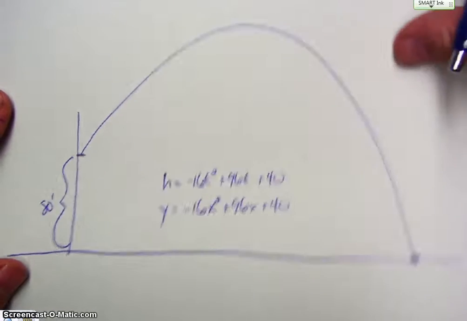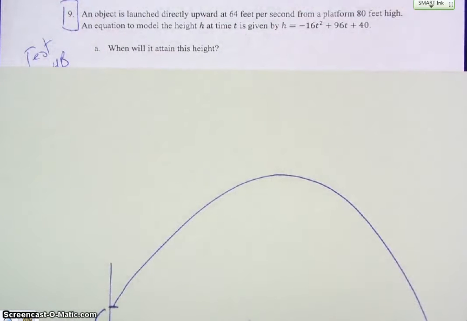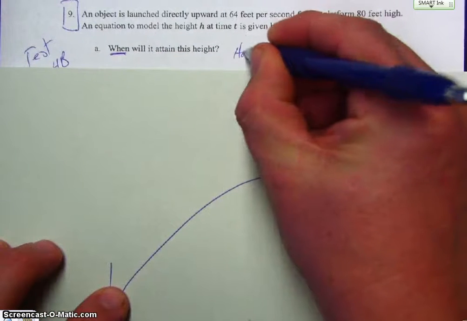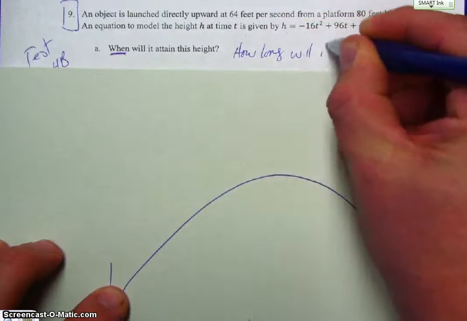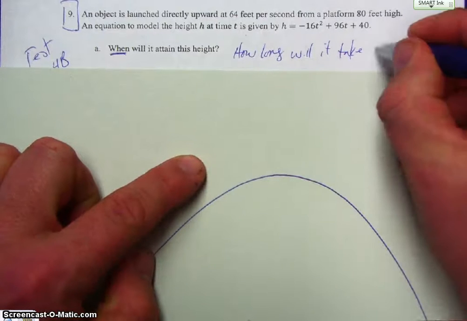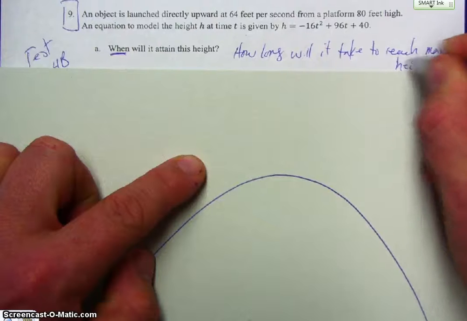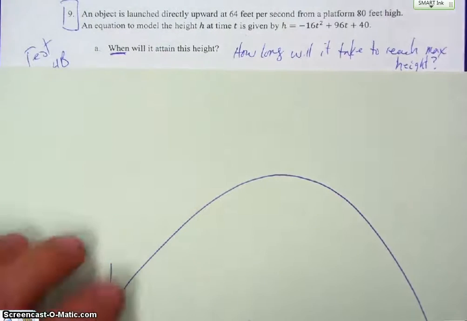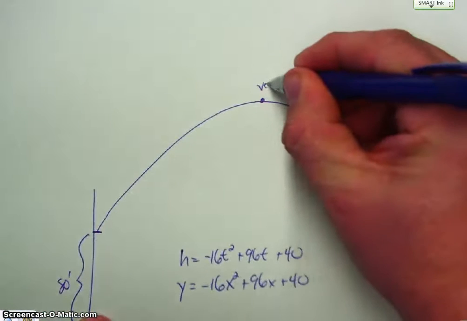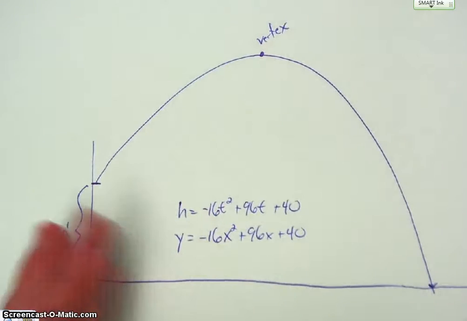So the first question it asks is, when will it attain this height? The keyword is when. In other words, how long will it take, well, it is the object that's being launched. How long will this object take to reach the maximum height? That's what it's asking. In other words, here's the maximum height. That's the vertex. Remember, vertex is either a max or a min, right? So in other words, we're trying to find the vertex.